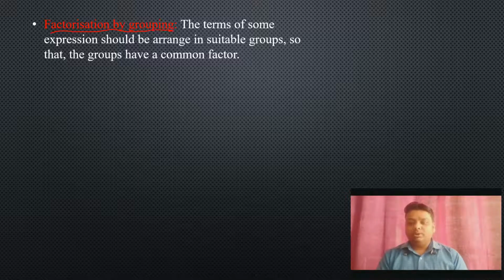Now, the terms of some expression should be arranged in suitable groups so that the groups have a common factor. For example, if we see A plus B plus C plus D, here you can see we will make two terms in each group.